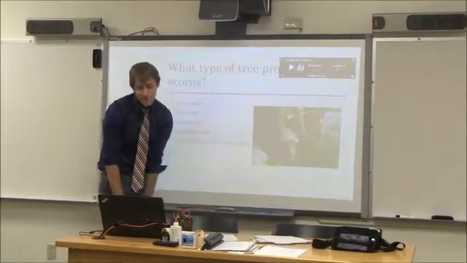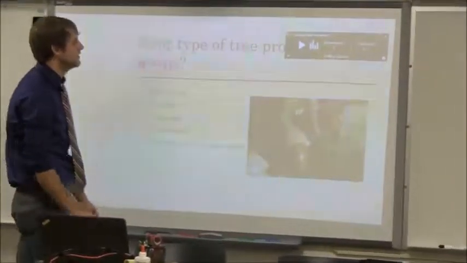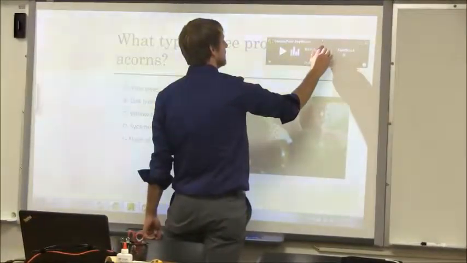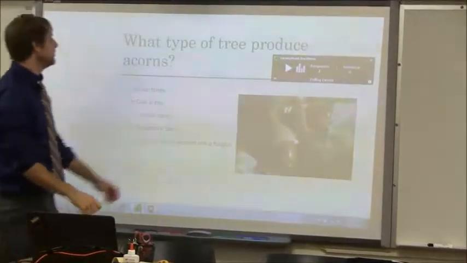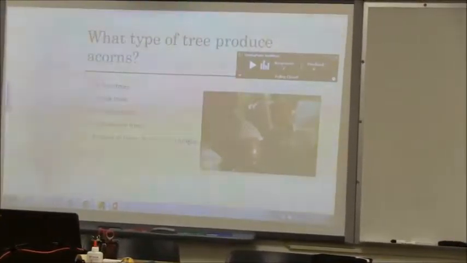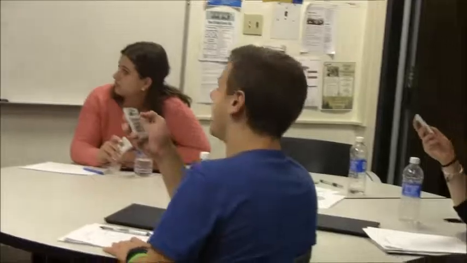All right, so the first question we have on here, you can't see it all. Can I move this? What type of tree produces acorns? A, pine trees. B, oak trees. Oh yeah, by the way, we're using our clickers. So if everyone has their clickers up, we're going to respond with those. C, willow trees. D, sycamore trees. E, none of the above. Acorns are a fungus.